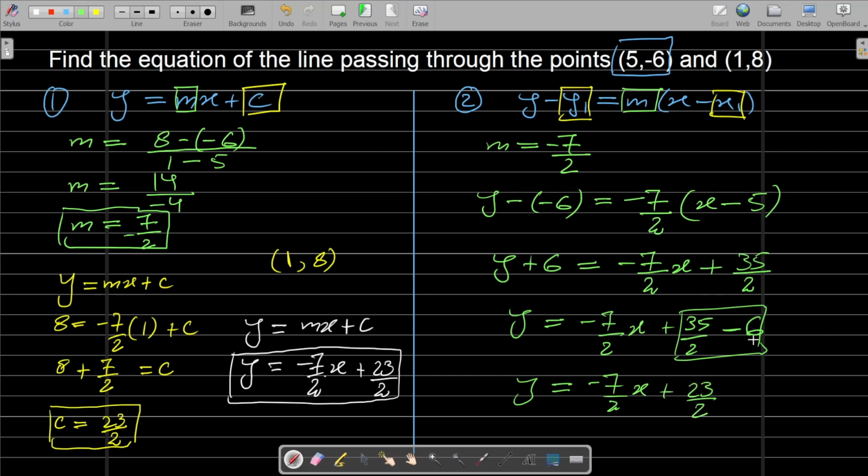If you just make the common denominators by taking the approach of LCM, you'll have this result, 23 by 2. So we can see that we are getting the same perfect result even by changing the approach each time. So we are still getting the same equation.